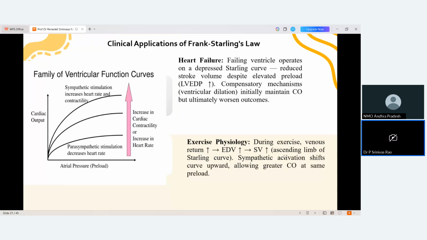Clinical aspect. So you can see here, these are the three. When preload is good, when it is less, and when it is still less. So this is the atrial pressure, preload, and that's the cardiac output. Okay, slowly the cardiac output is decreasing. So heart failure, failing ventricle. See, this is given for the ECFMG exam also. This is a very famous graph which is given in many MCQs.